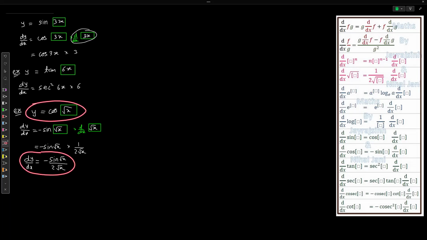Y and dy by dx are different functions. As you can see, y is actually cos root x and dy by dx is totally different function.